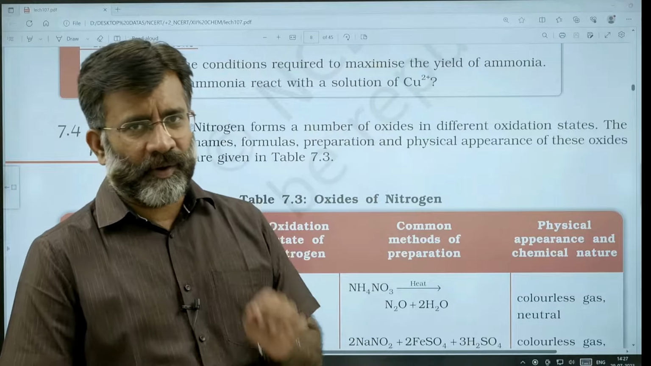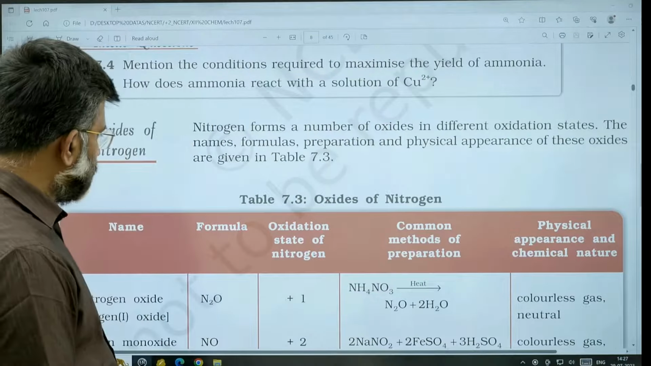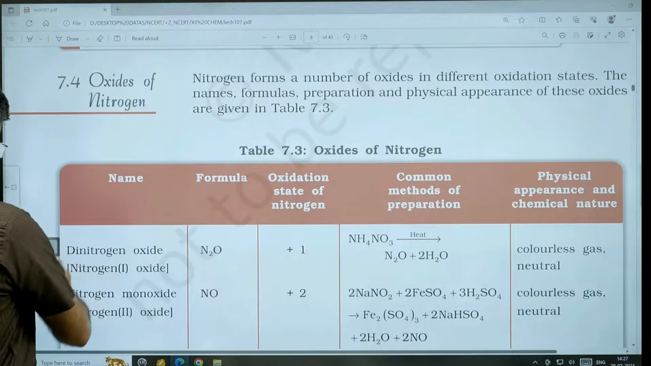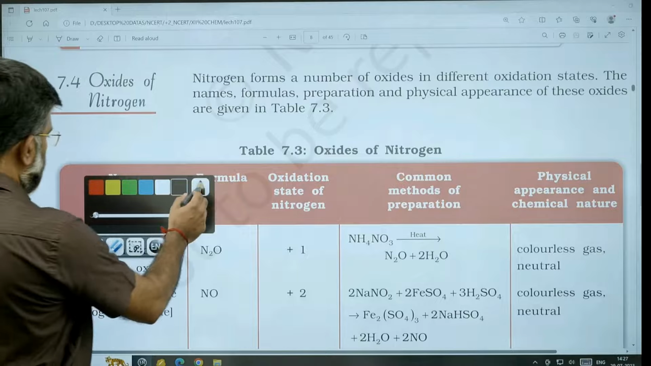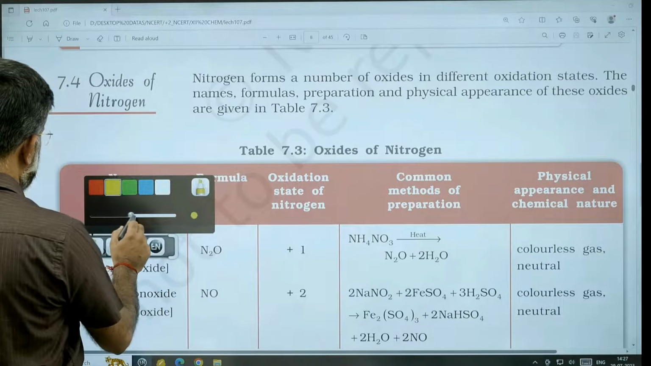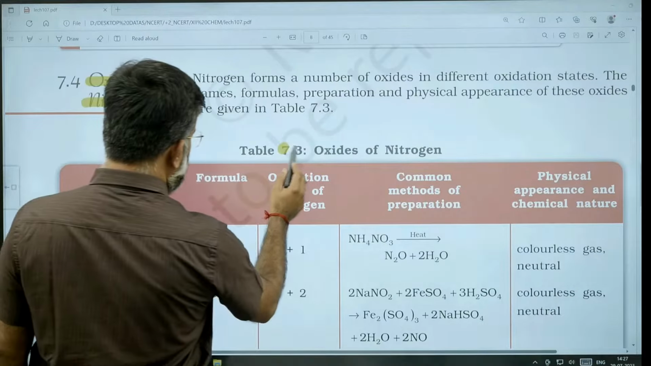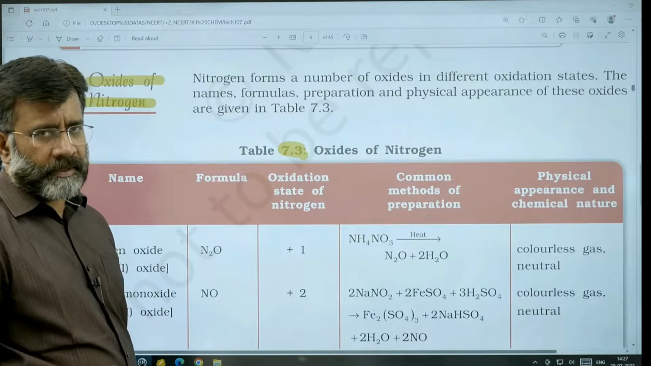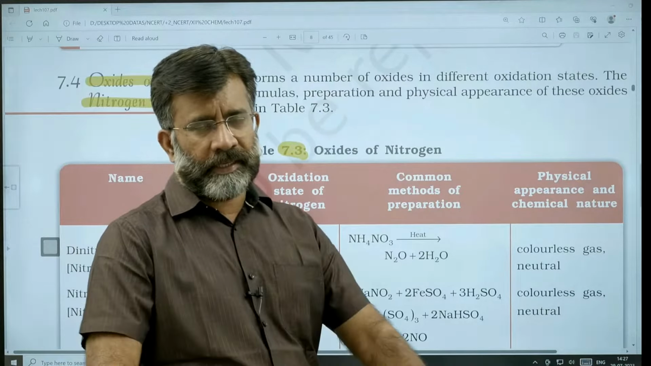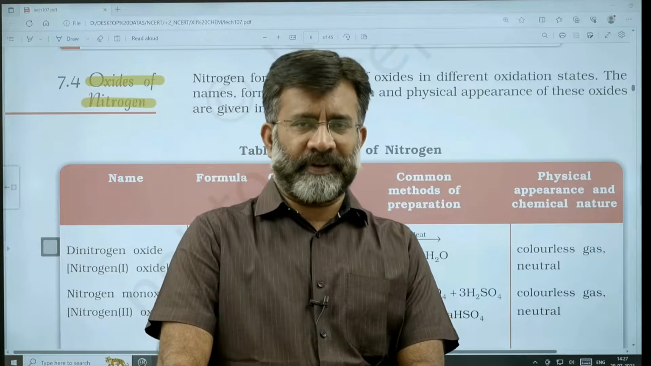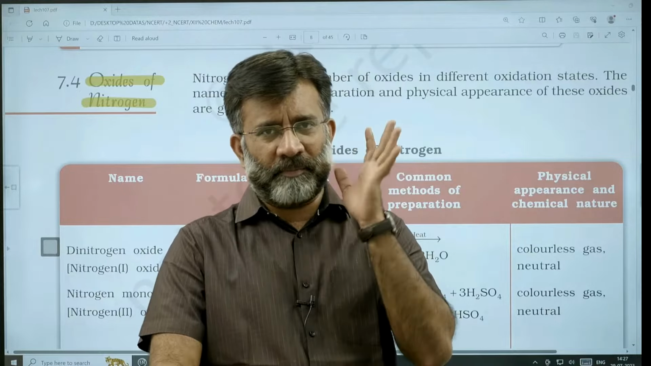Next is oxides of nitrogen. That is the next important topic, oxides of nitrogen. So table 7.3 as well as table 7.4 give us a detailed picture regarding the various oxides of nitrogen. Let's go through one by one.